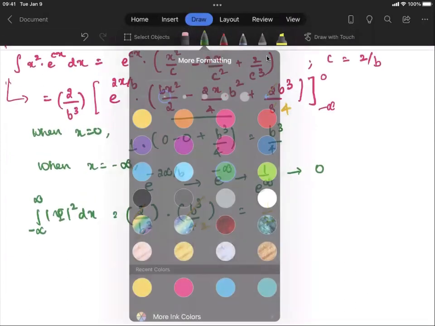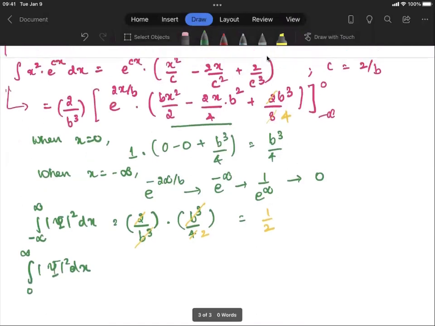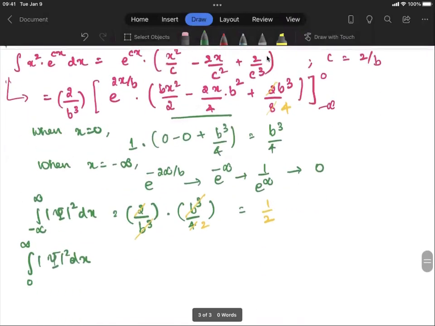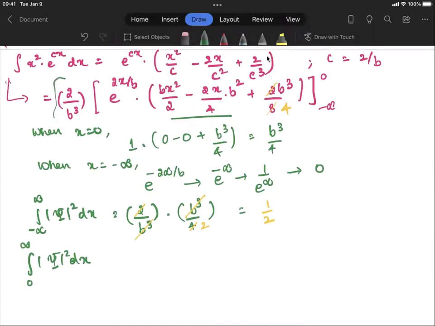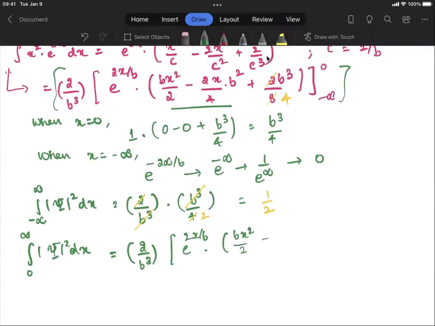Now, let's compute the same integral, however, this time from 0 to infinity. This integral will have basically the same form as what we have seen here, except that the limits will be from 0 to infinity. So it will be 2 over b cubed times e to the power x over b times the bracket of x squared over 2, and so on, plus b cubed over 4, from 0 to infinity.